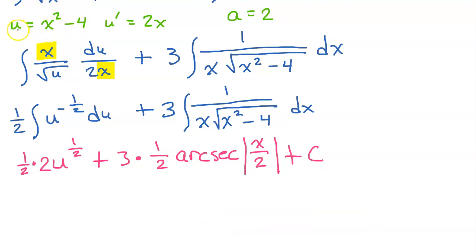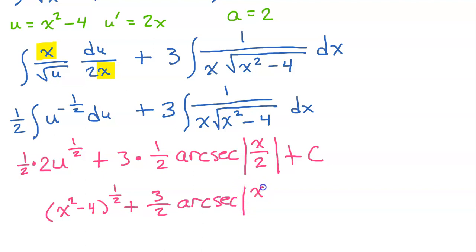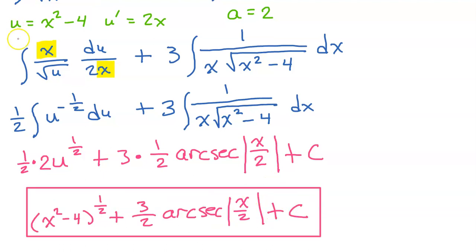Substituting x squared minus 4 back in for u, we have x squared minus 4 to the 1/2 power. And I could write this as the square root if I wanted to. And the 1/2 and the 2 cancel each other out, so those are gone. Plus 3 times 1/2 is 3/2. Arcsecant, absolute value of x over 2 plus c. That was kind of a lot, but this is the final answer.